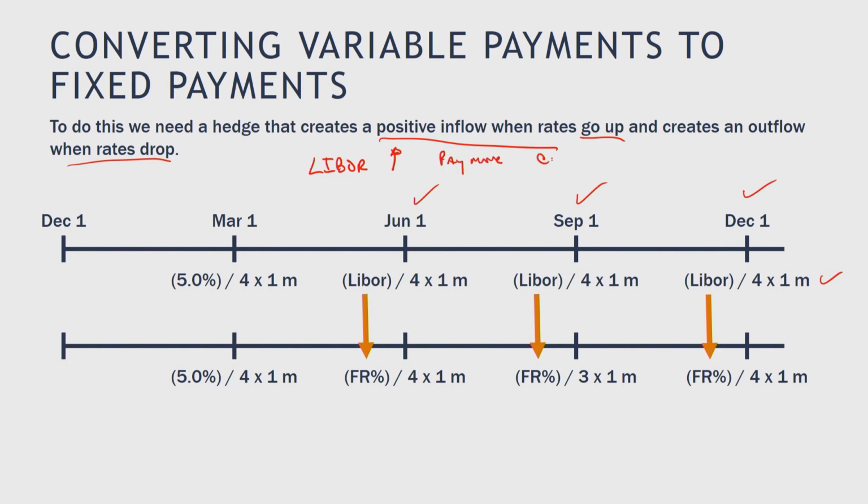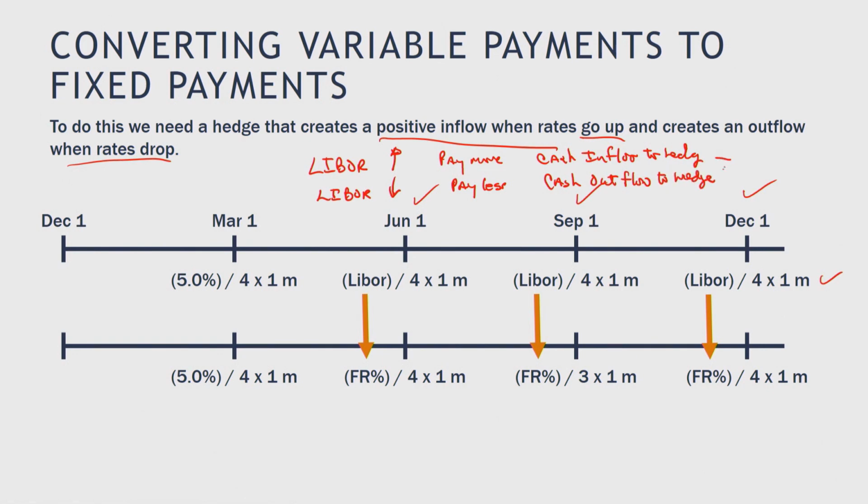So I want a cash inflow to hedge. And if LIBOR goes down, I'm going to wind up paying less. But since it's a hedge, I want a cash outflow. That basically is a hedge.